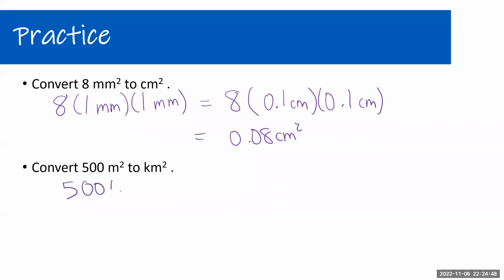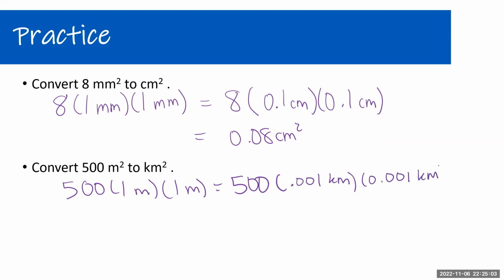500 meters squared. So 500 times 1 meter times 1 meter is going to be the same as 500. Remember that 1 meter is 0.001 kilometer. And if we multiply those straight across, we're going to get 0.0005 kilometers squared.